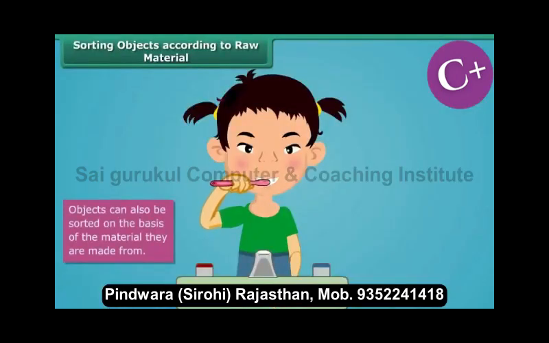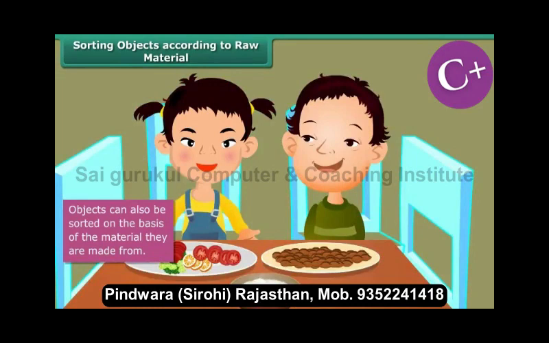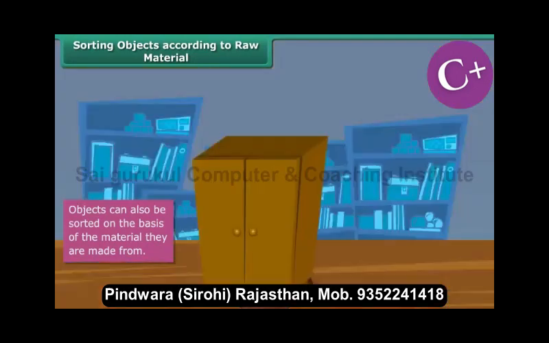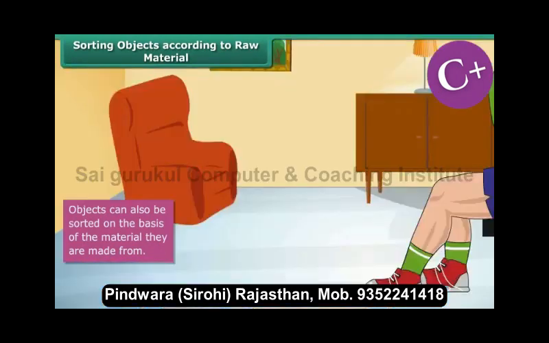The first object you use as soon as you wake up is your toothbrush. Have you ever wondered what it is made up of? It is made up of plastic. The plate you have your breakfast in is made of melamine or stainless steel. The cupboard you keep your books or clothes in is made of iron or wood. The books that you read are made of paper. The shoes you wear are made of leather, canvas or resin.